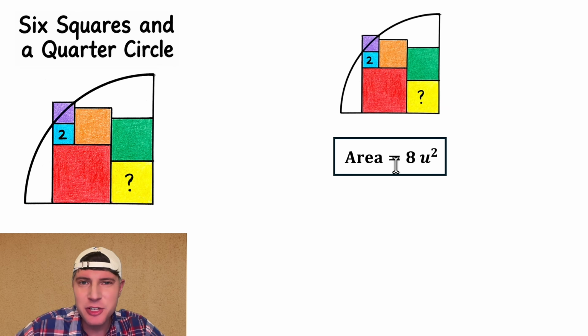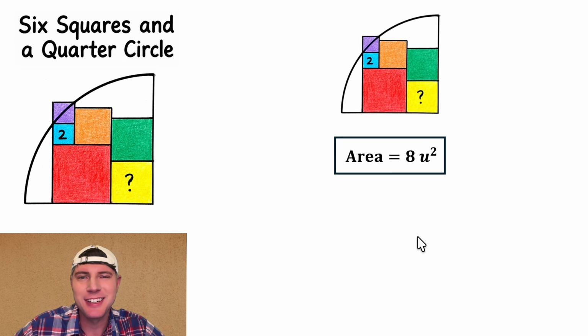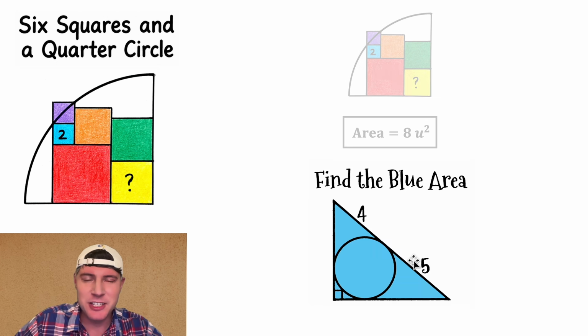In this given Catriona Agg puzzle, the area of the yellow square is equal to 8 square units. How exciting. And here's the next puzzle we're going to do.